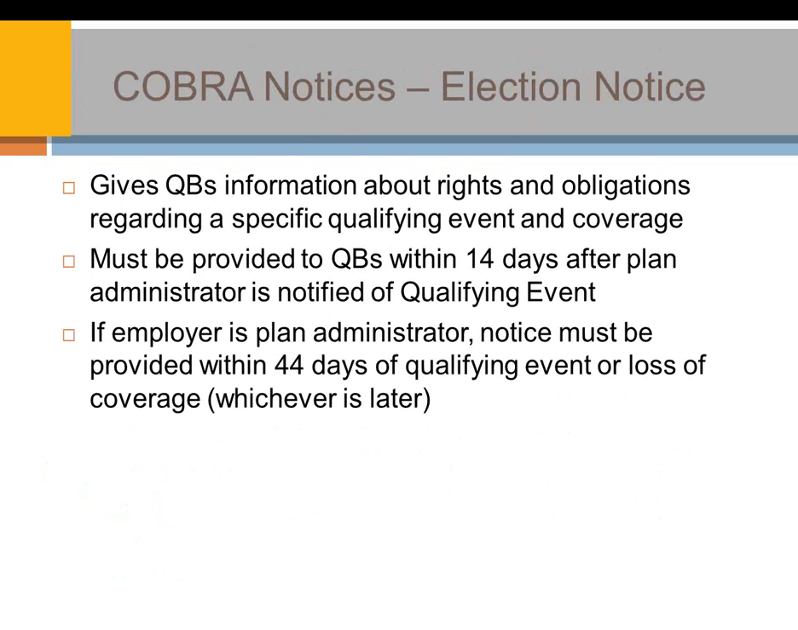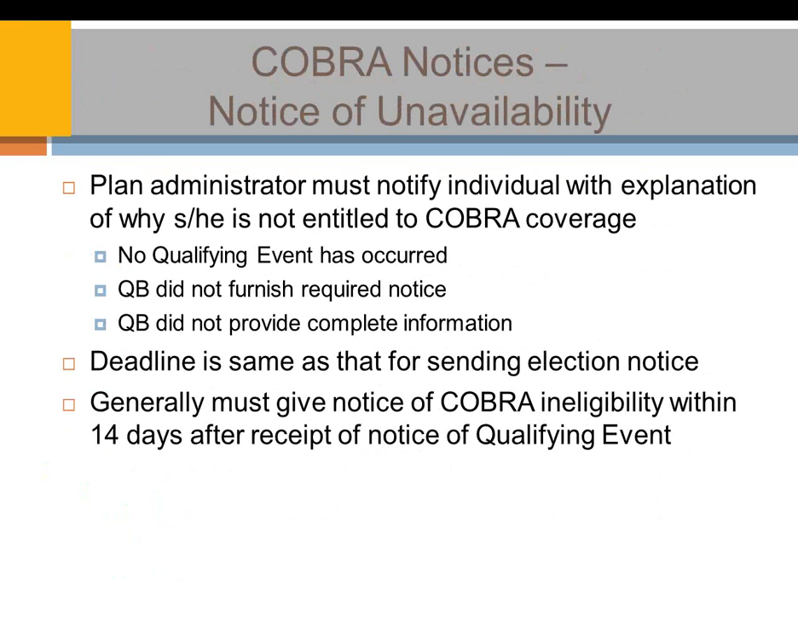Qualifying event letters or election notices. This allows the employees then to continue coverage. If an employer is not using a third-party administrator, they have 14 days to notify the qualified beneficiary of the qualifying event through the election notice. If the employer is using a TPA or plan administrator, they must then notify that TPA within 30 days, and then the TPA has 14 days to get it out. Okay, hopefully that makes sense.